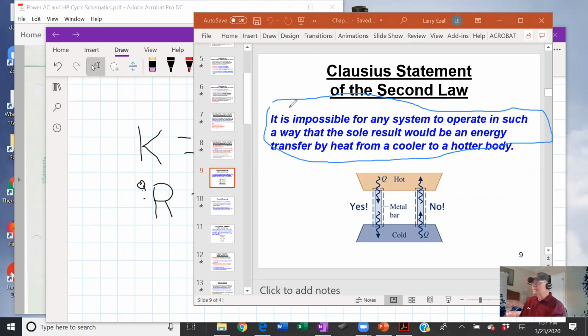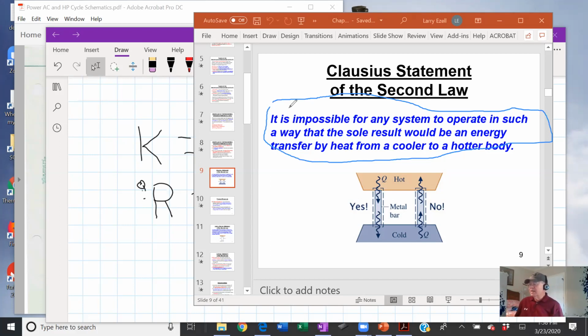It says it is impossible for any system to operate in such a way that the sole result would be energy transfer by heat from a cooler to a hotter body.